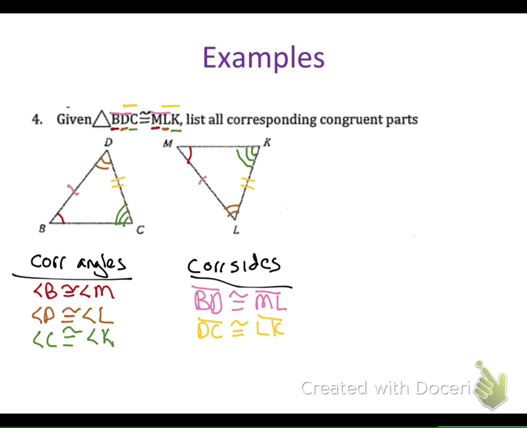And then finally, it's our first letter and our last letter. First letter and last letter. So that's BC and MK. So BC is congruent to MK.